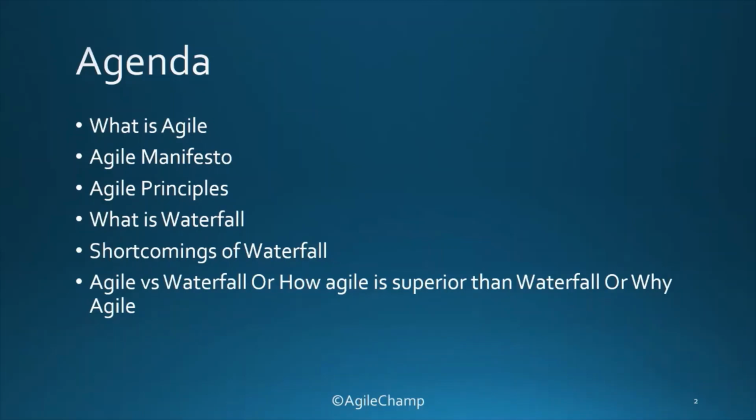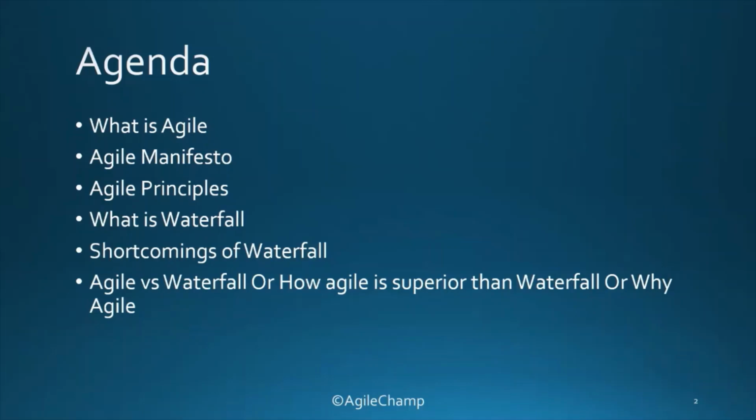Next is continuous attention to technical excellence and good design enhances agility. According to this principle, the right skills and good design ensure the team can constantly improve the product and sustain change. Next is simplicity, the art of maximizing the amount of work not done is essential. As per this principle, in each time box, the tasks at hand should be the main focus of all team members, and we should not plan all at once.